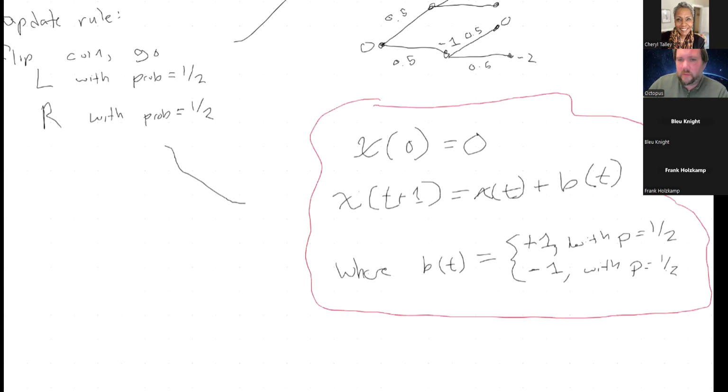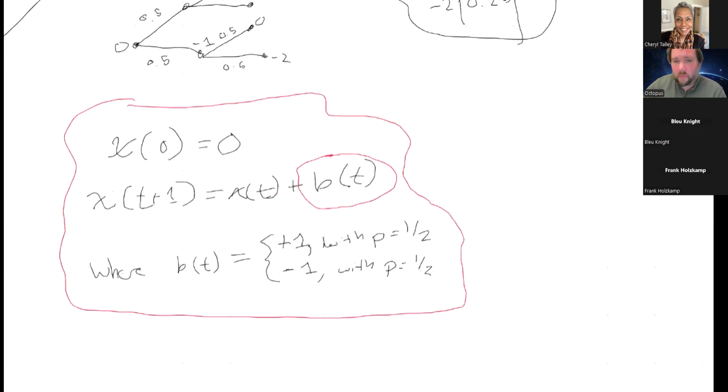And I'm putting this b of t variable for the coin flip. Other notation that we would commonly see is, so alternate notation here would be to express this in terms of the difference. So instead of expressing it this way, I could also express it in terms of the difference between the next term and the previous term. And here I'm just subtracting this x of t term over.